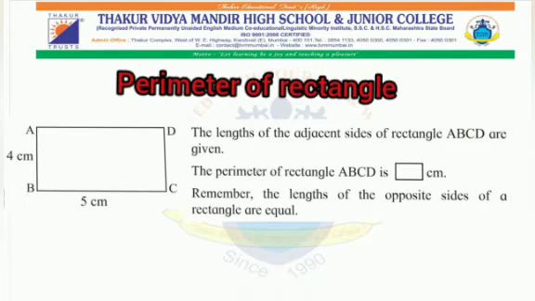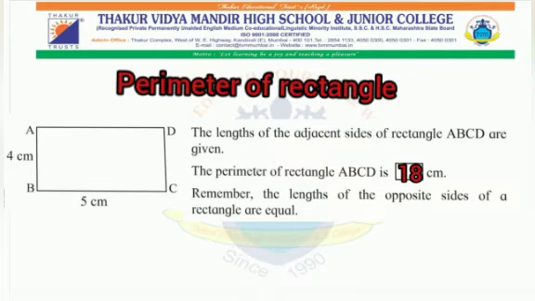Students, you can see the diagram on the left-hand side, that is AB is given as 4 cm and here BC is given as 5 cm. As the lengths of the adjacent sides of the rectangle ABCD are given, the perimeter of rectangle ABCD is 18 cm. Always remember, students, the lengths of the opposite sides of a rectangle are always equal. So in rectangle ABCD, here AB and DC are 4 cm, whereas AD and BC are 5 cm.